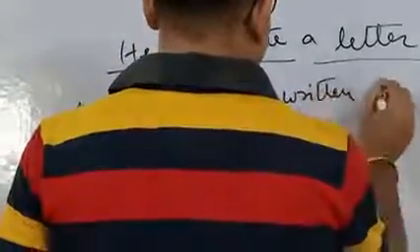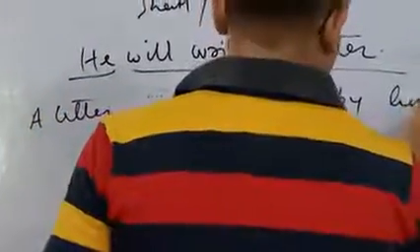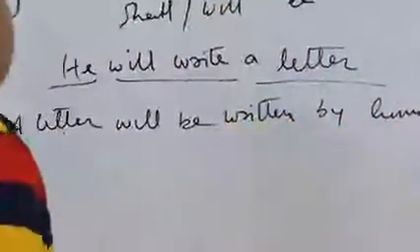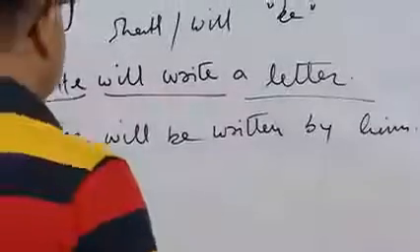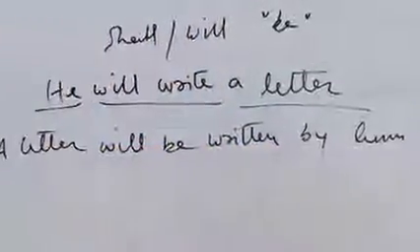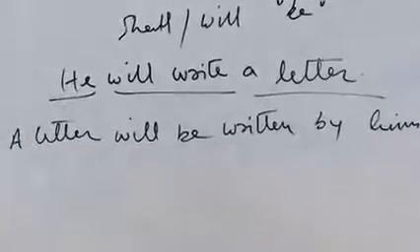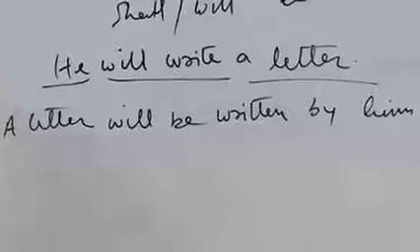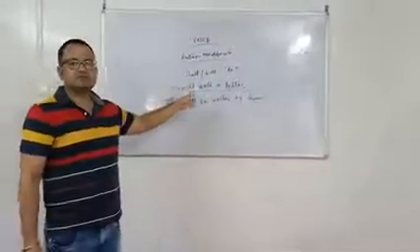And then he will become him in passive voice. A letter will be written by him. A letter will be written by him. So this is how we change voice from active to passive if the sentence in the active voice is simple future.